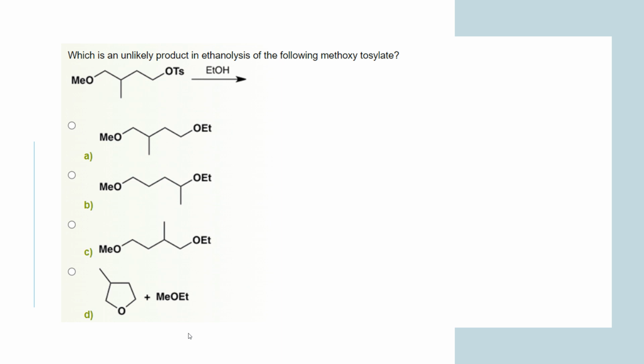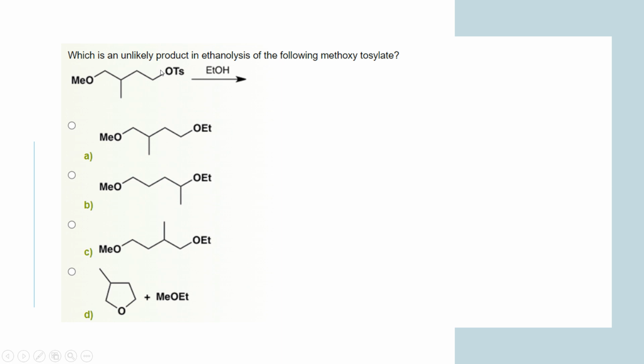Let us look at the reactive intermediate that is going to form in the reaction. So what happens first? Like the previously discussed question, here you have this OTs good leaving group. Of course, methoxy is also found to be a good leaving group, but for that you need a slightly more acidic condition as compared to OTs.